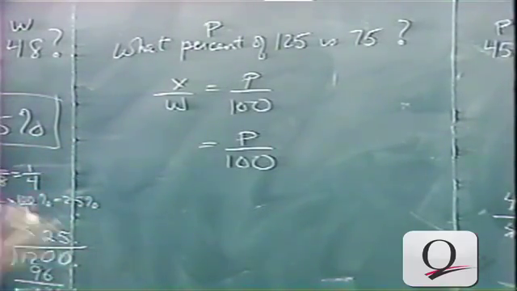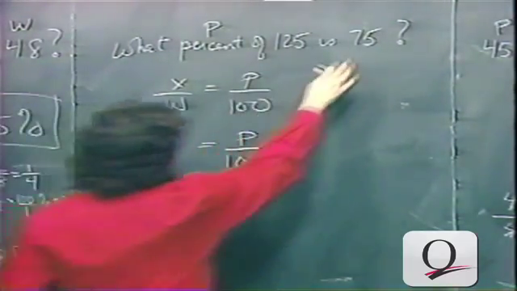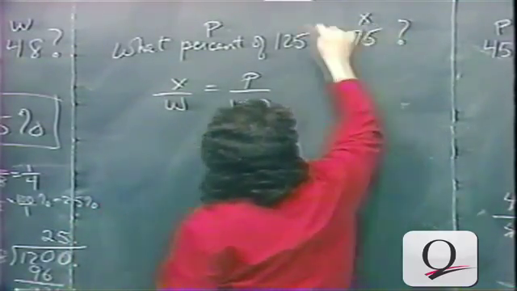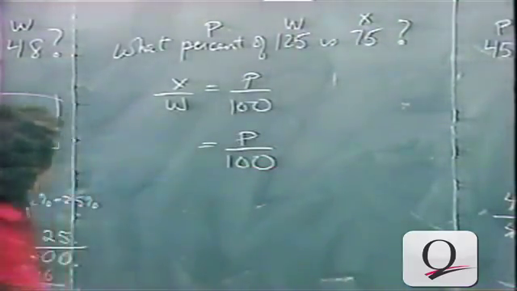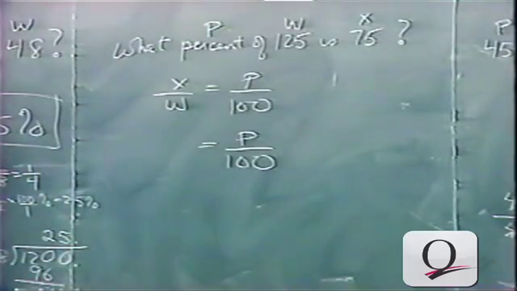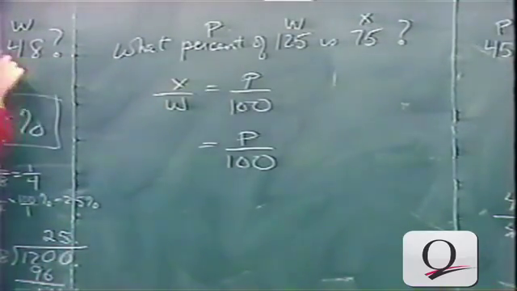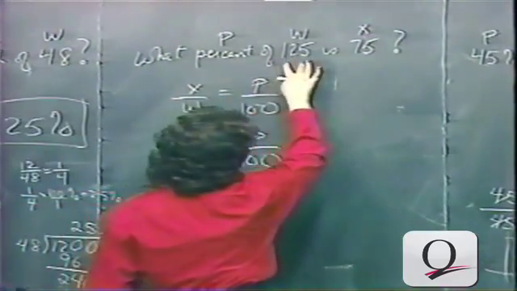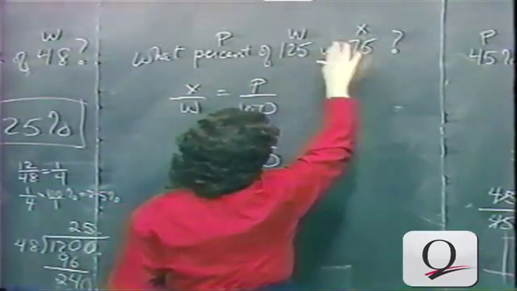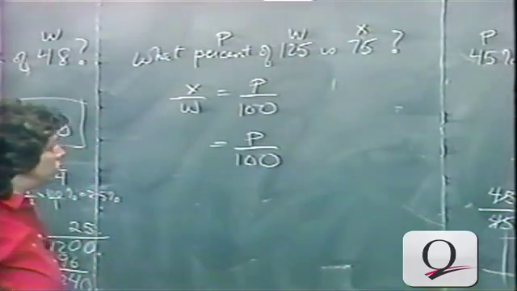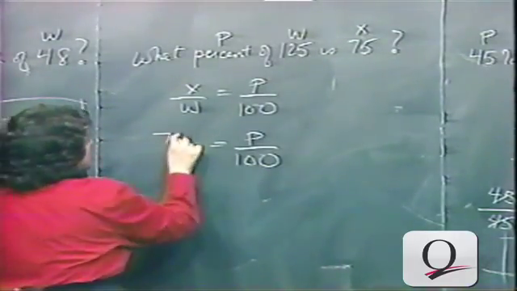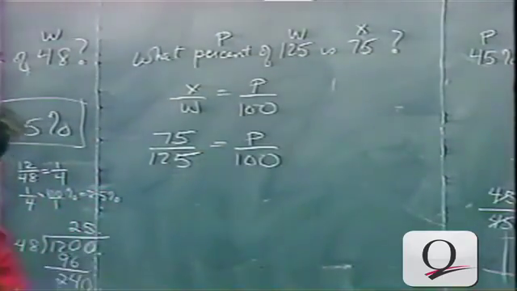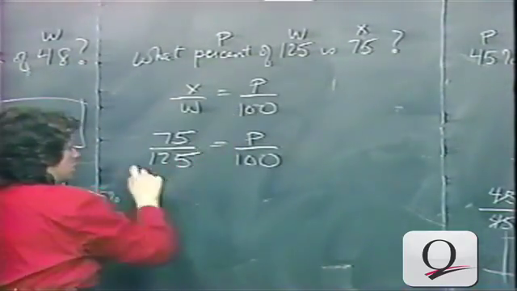Once again, it's the is over the of. The part is the 75. That's the X. And the whole is the 125. It's not which comes first. Here, it was "is 12 of 48." This was the part, that was the whole. Here, it's "of 125 is 75." 75 is the part of the whole, which is 125. 75 over 125. And now cross-multiplying.